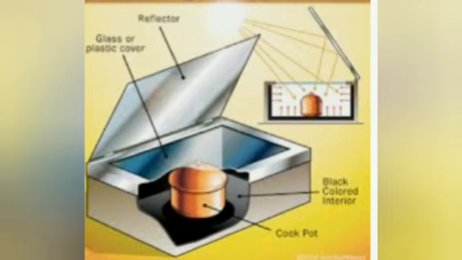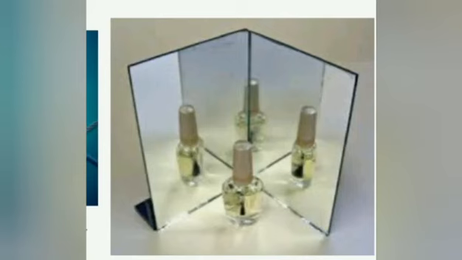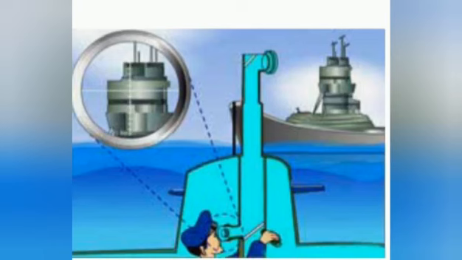In showcases that display jewelry and wrist watches, two plane mirrors are placed at an angle or parallel to each other, leading to the formation of multiple images of the displayed articles. Plane mirrors are used in optical instruments such as a periscope and kaleidoscope.